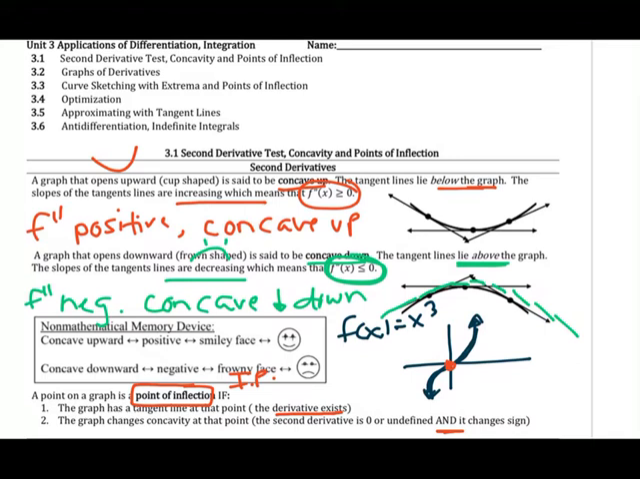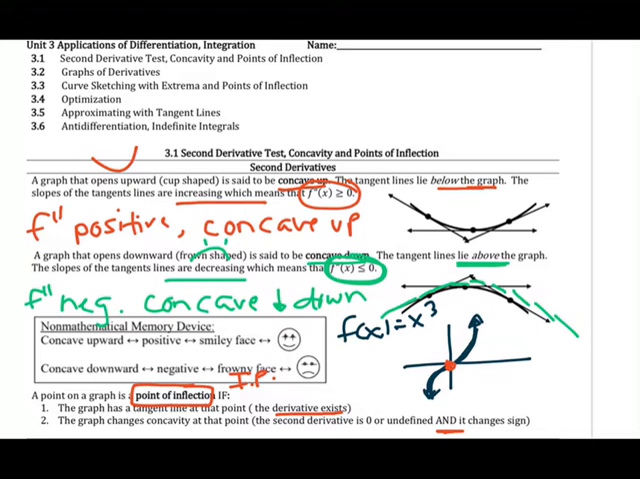So all three of those things have to be true. The derivative has to exist. The second derivative is either 0 or undefined. That's what's making it change concavity. And it has to be changing from positive to negative. It's possible that your second derivative is 0, but then the graph isn't changing concavity at that particular value. So it has to change sign from positive to negative or negative to positive.